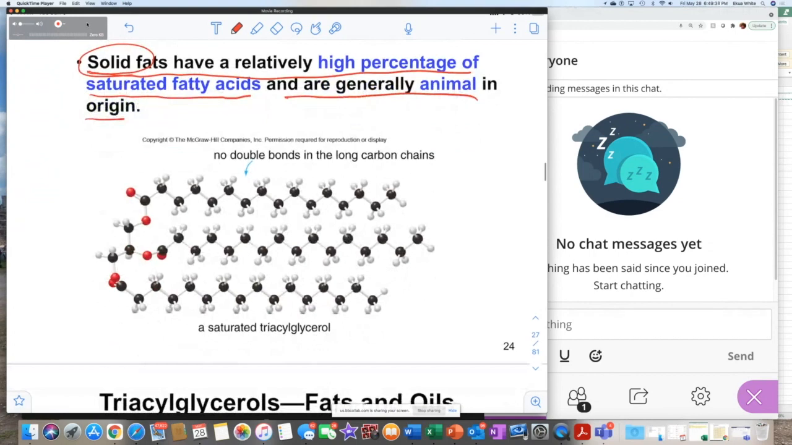Anyway, yeah. They're talking about that fat right here. That fat is solid. Okay. So now we're told here, okay, why are certain fats solids? So we're seeing here, this fat here is a saturated triacylglycerol. And this is saturated. How do we know that? If you look at all the long chains right here, there is no double bond.